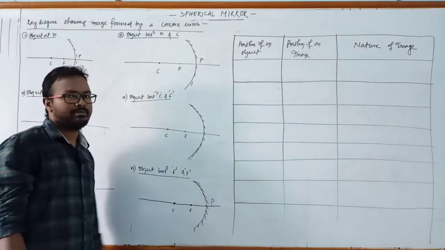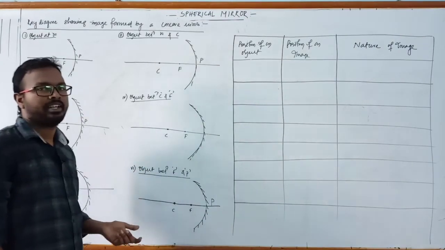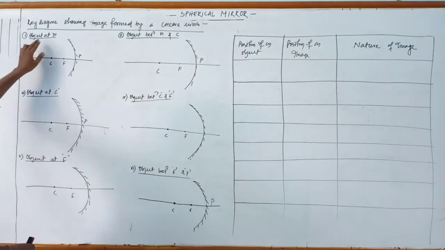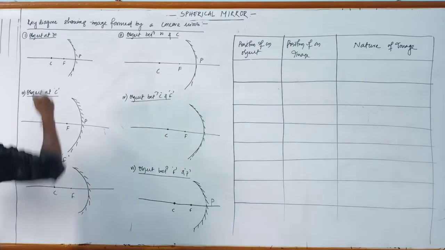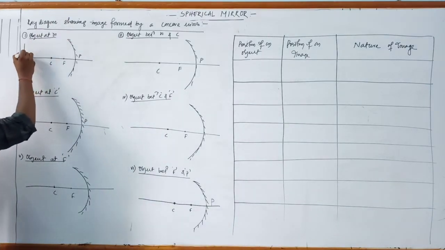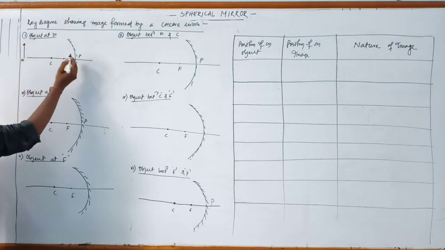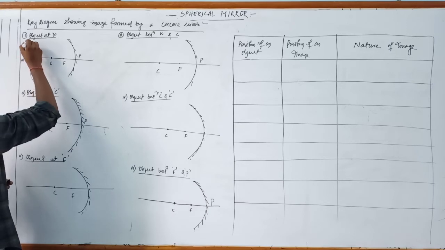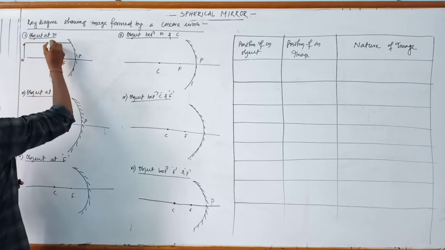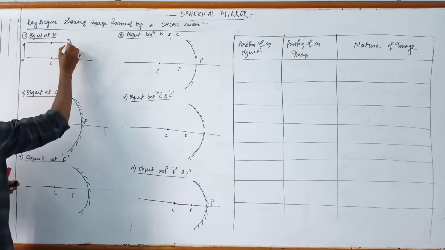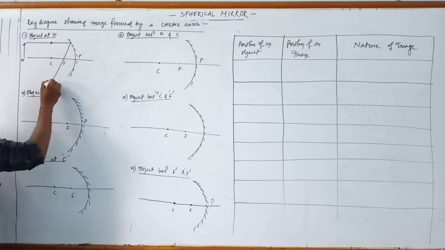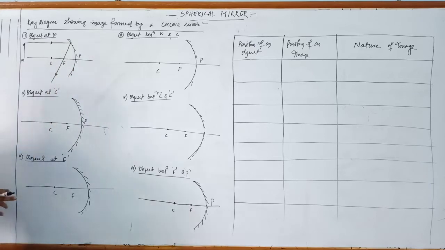Now we have to draw ray diagrams showing different object positions, and then calculate the image position in each situation. So first case, when the object is at infinite distance from the pole, the ray coming from this direction, which is a paraxial ray, after incident on the mirror, reflects and passes through the focal point.